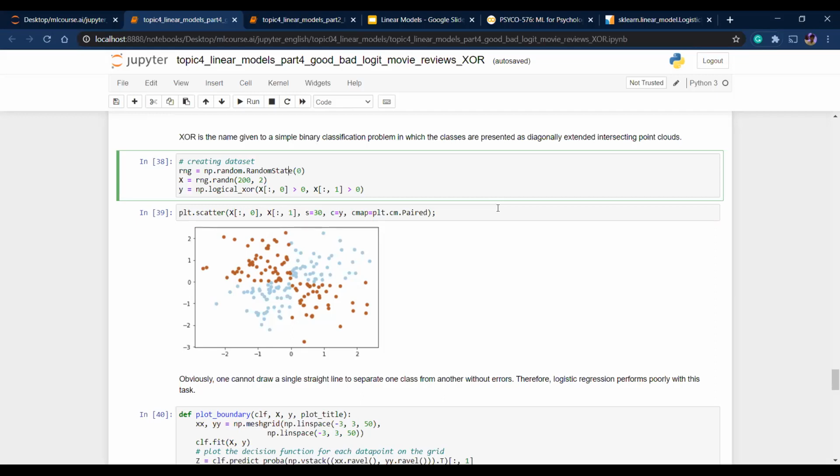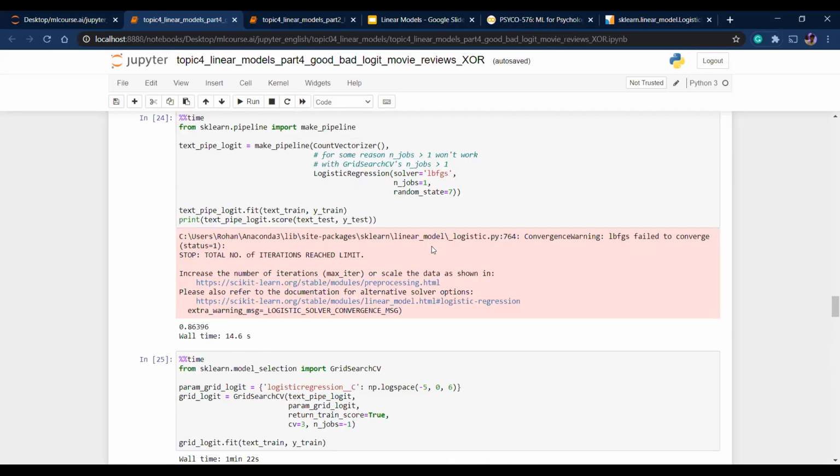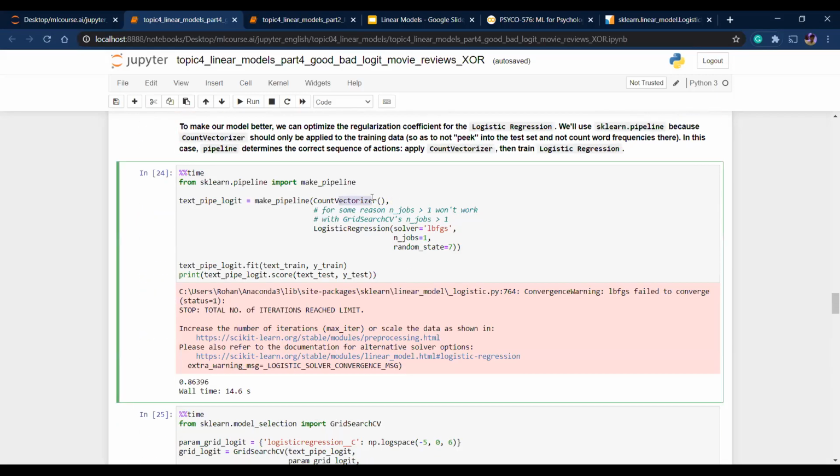So what make pipeline does is it assembles a series of operations into one single operation. So in the case of this make pipeline, we have the count vectorizer. You take the data, apply the count vectorizer on it. Then the output from the count vectorizer will be fed into the logistic regression, which is nothing but the sparse encoding. And then you do whatever you want to do.